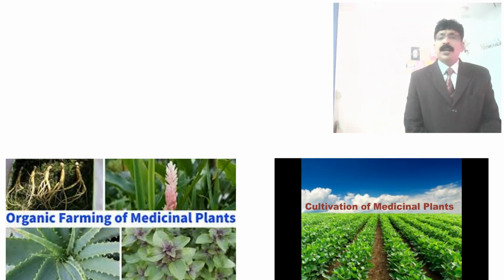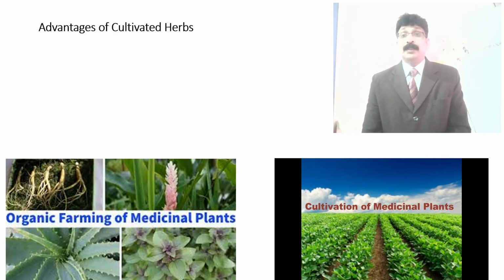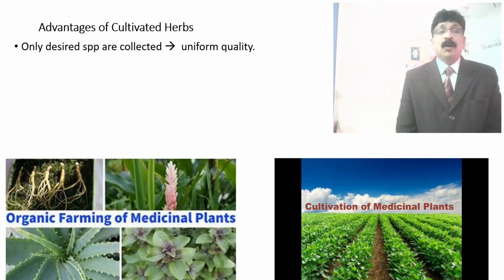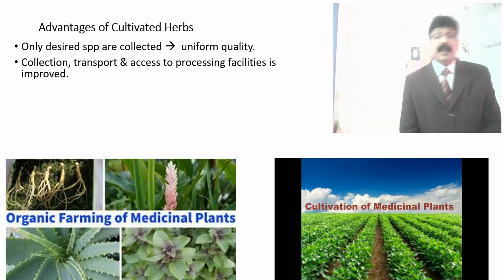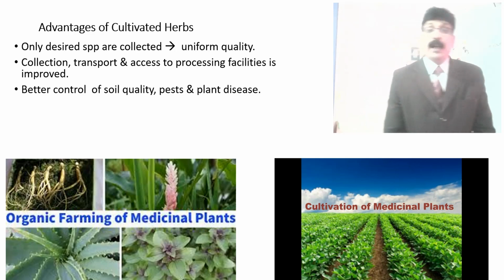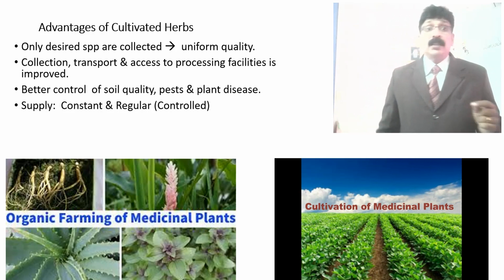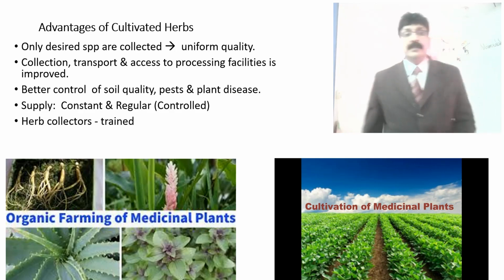And we are talking about the cultivation of the plant, organic farming of medicinal plants. You might have heard of the advantages of cultivated herbs. We have seen the disadvantages of wild collection. Only desired species are collected. Uniform quality can be seen. Collection, transport and access to processing facilities is improved. Better control of soil quality, pests and plant disease. Constant supply and regular control can be seen. Herb collectors will be trained.